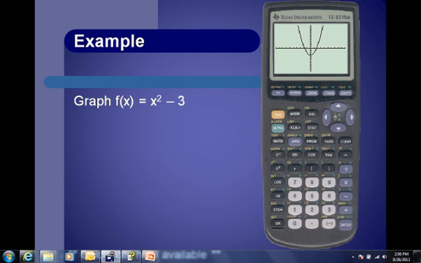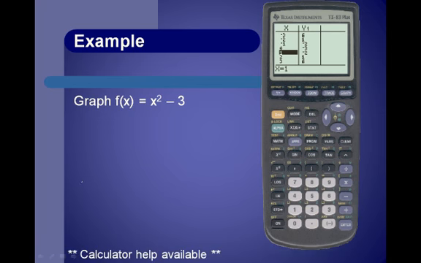If we're looking to see exactly which points we needed on this graph, we can go second table, which is second graph. That will allow us to arrow up and down. This tells us when we plugged in 0, we would get a y value of negative 3. Or if we plugged in 1, we would get a y value of negative 2.